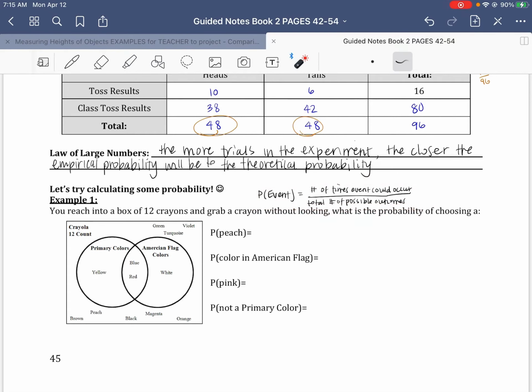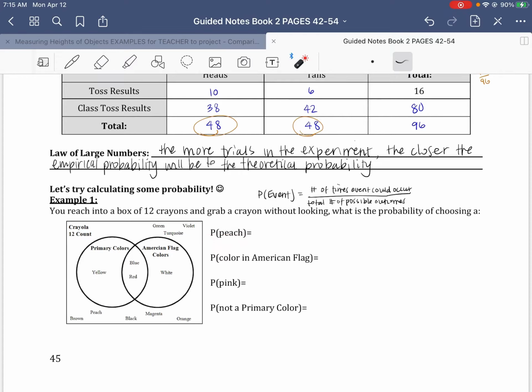So we're going to look at this given that our data is arranged in different ways. This example 1 is specifically arranged in a Venn diagram. So this says you reach into a box of 12 crayons and grab a crayon without looking. Again, it says without looking because we want it to be random. What is the probability of choosing A? And then we use this probability notation. So the probability you choose peach.